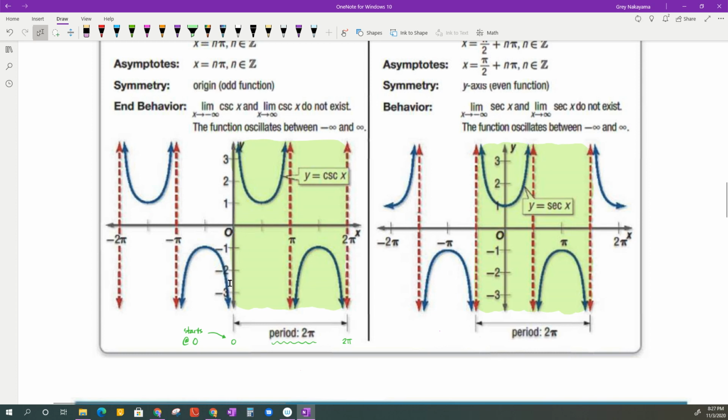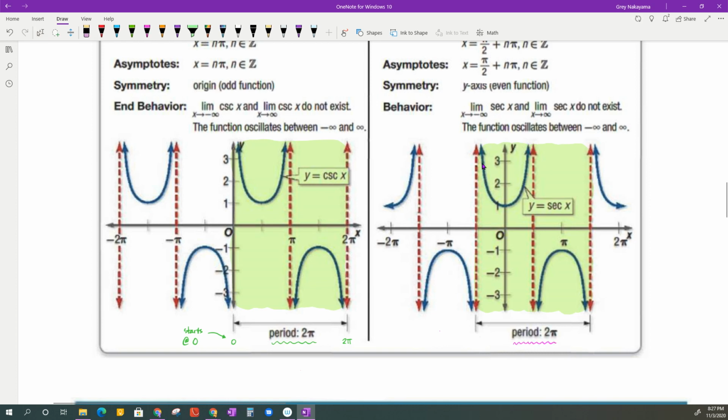So this is going to be the key of knowing the difference between these two functions. Cosecant is 1 over sine, and 1 over 0 is an asymptote. Secant is 1 over the cosine, and 1 over 1 is 1. So secant is the one that straddles the y-axis.